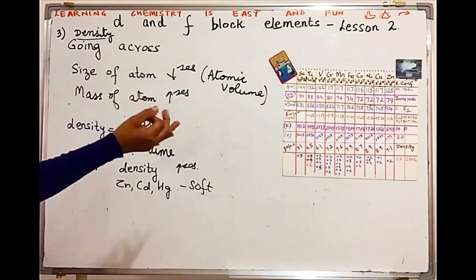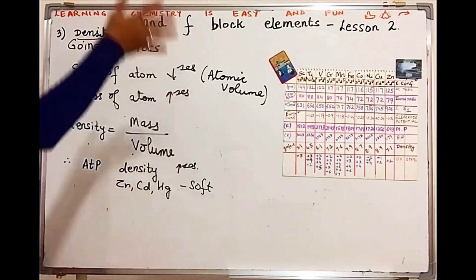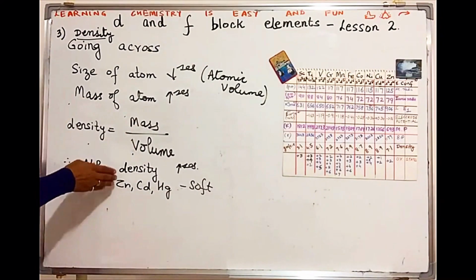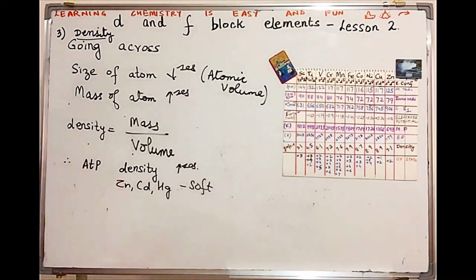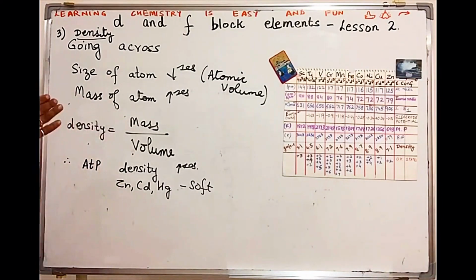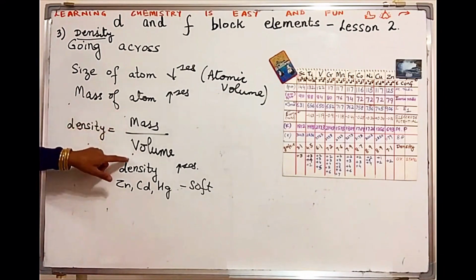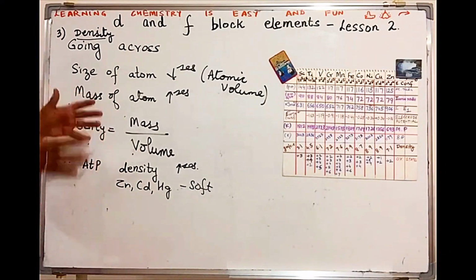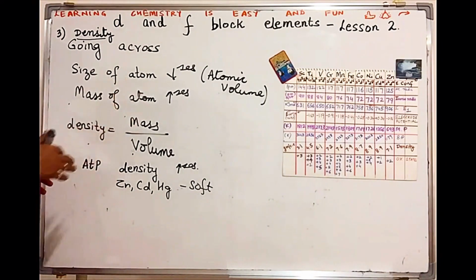So zinc, cadmium, mercury, these elements, because you're talking about down that particular group, the density will be lower because their atomic mass is higher, right? Atomic mass is higher and volume is also higher because their radius is more compared to the previous element, right? So three properties we have covered now.